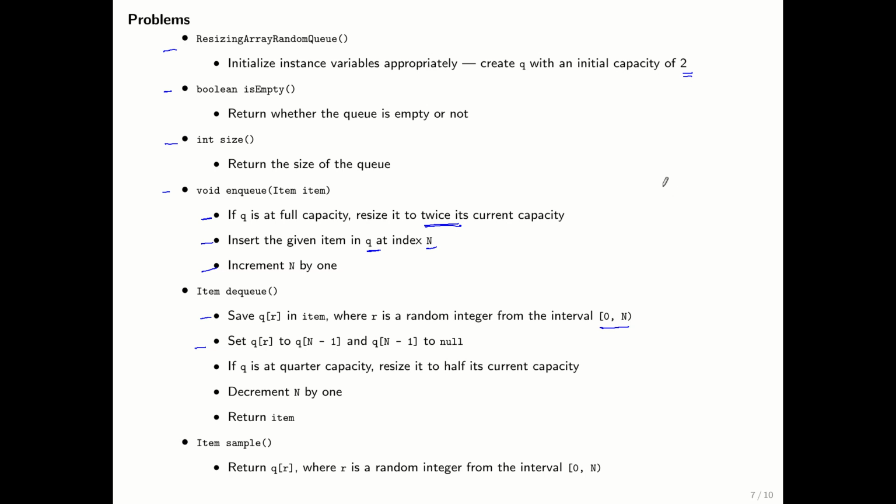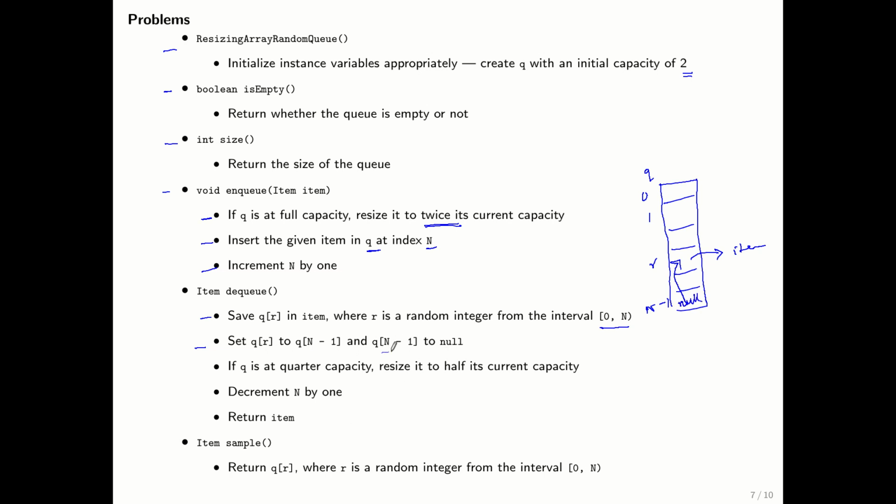All right. So you may want to think about it as such. So you have q and its elements. So 0, 1, and so on, some random element r, and all the way up to n minus 1, right? So what you do is you save this value into some variable item, and then you set q[r] to be q at n minus 1. So you just copy this guy into this slot, okay? And then you set this guy here to null, okay?